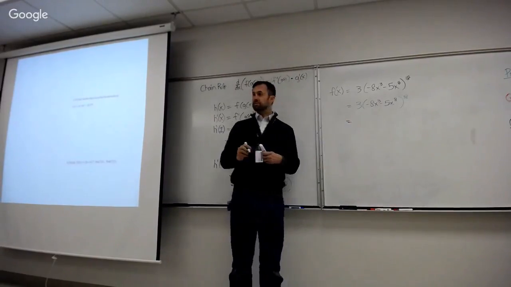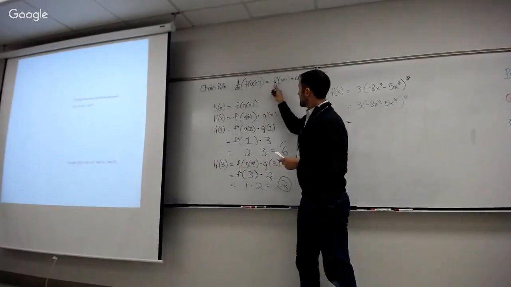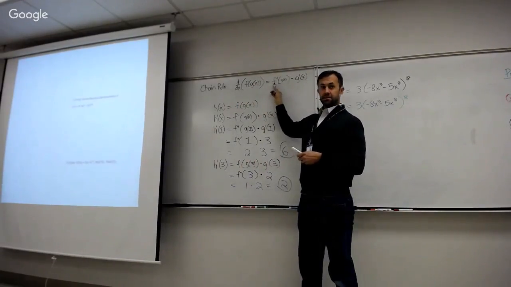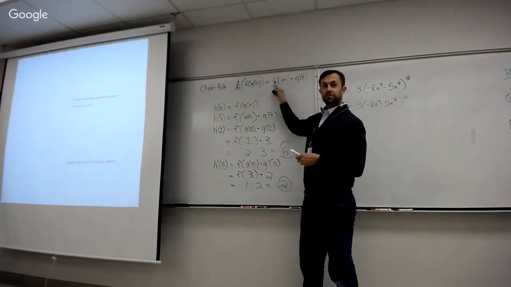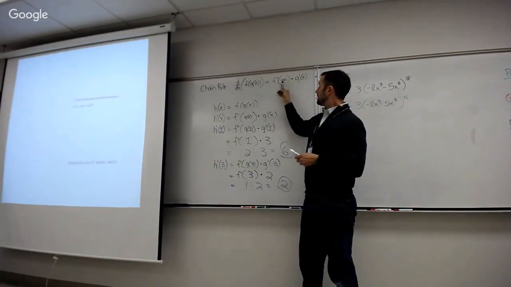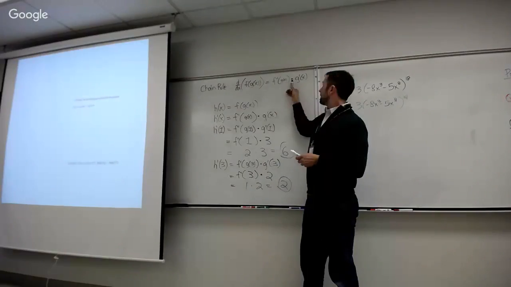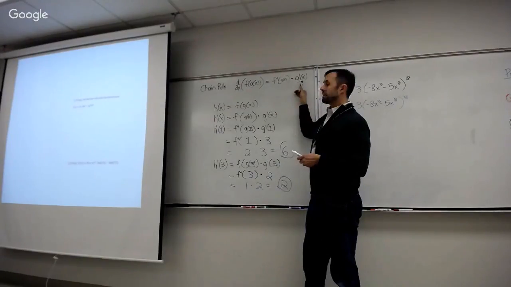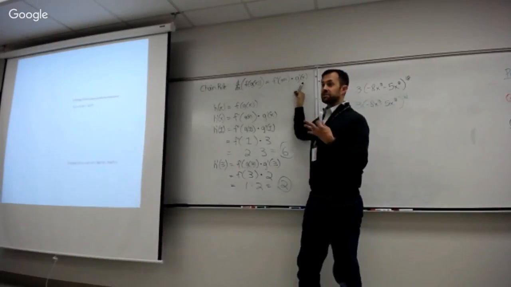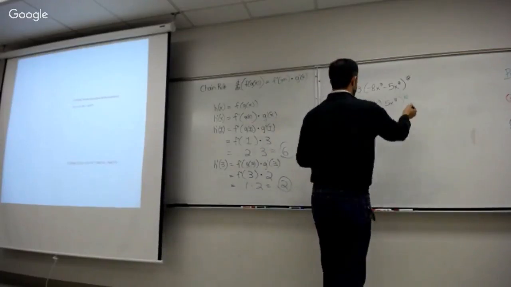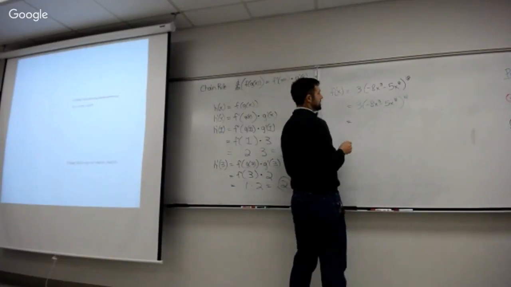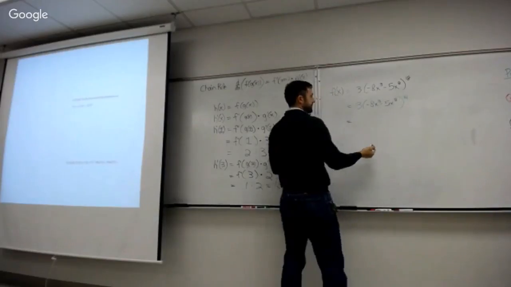So how do we do the chain rule? Go ahead and say it for us, Wendy. Take the derivative of the outside function, leaving the inside function, and then multiplied by the derivative of the inside. Yeah, very good. The verbiage there is very important. So let's take the derivative of the outside function. So what's the derivative of the outside?